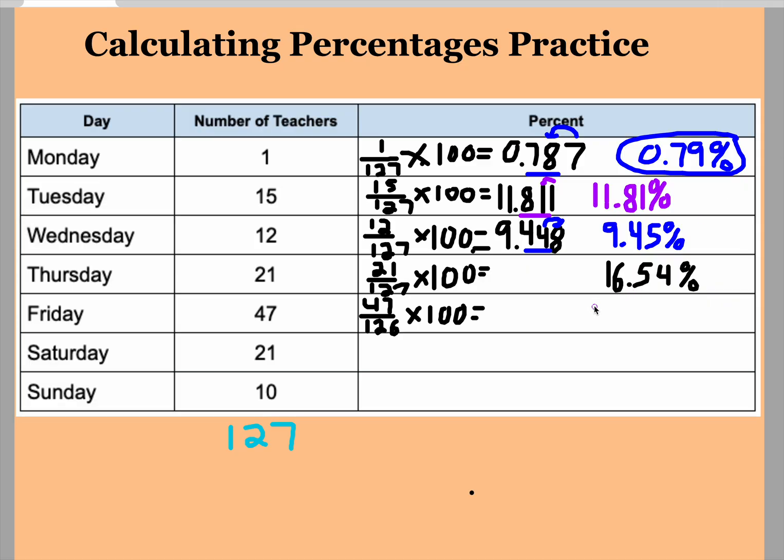Now, here's the other thing. When I have 37.30, I don't need to show that 0. 37.3%, I can stop there. All right, now I go to Saturday. Saturday reads 21. 21 out of 126 times 100. Now, didn't we already do 21? If you're noticing that, yes, we did. 21 was also here on Thursday. If I do this, I'm going to get the same thing that we did for Thursday, 16.54%.